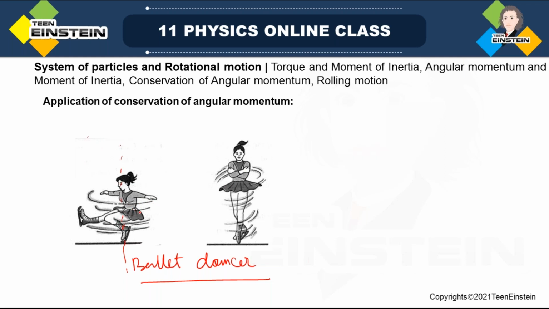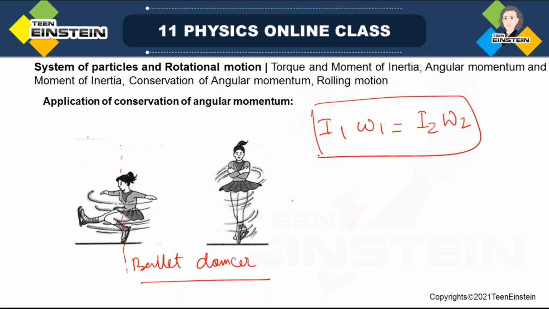But when she wants to increase her angular speed, she will slowly pull her legs and hands towards her other leg, so that as a whole the moment of inertia I2 will be lesser than the previous value. So the angular velocity will increase. This is how we can use this: I1 omega 1 is equal to I2 omega 2. This is the formula for angular momentum conservation.